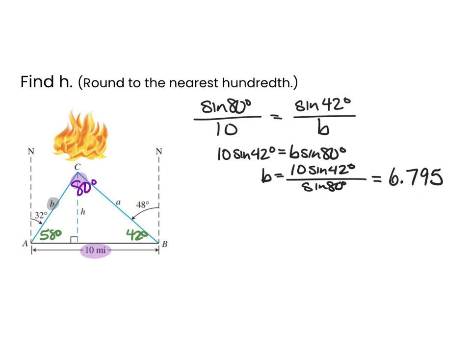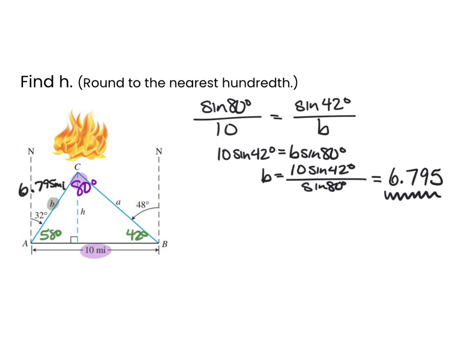I know it says round to the nearest hundredth, but because I'm going to use that number, I'm going to keep more decimals in the middle of the problem. Because this is not our answer. That is this side length, 6.795 miles. We are still trying to find the altitude.